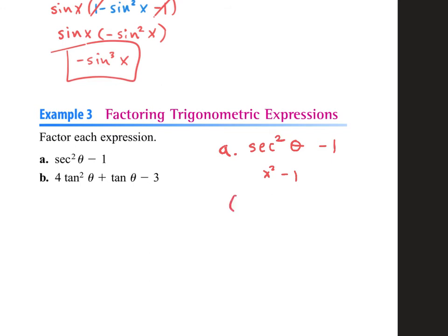What does x squared minus 1 factor into? x minus 1, x plus 1. Awesome. What did we say x is? Secant. So to change this back into our trig function, I'm just going to plug in secant. So I have secant theta minus 1 times secant theta plus 1.